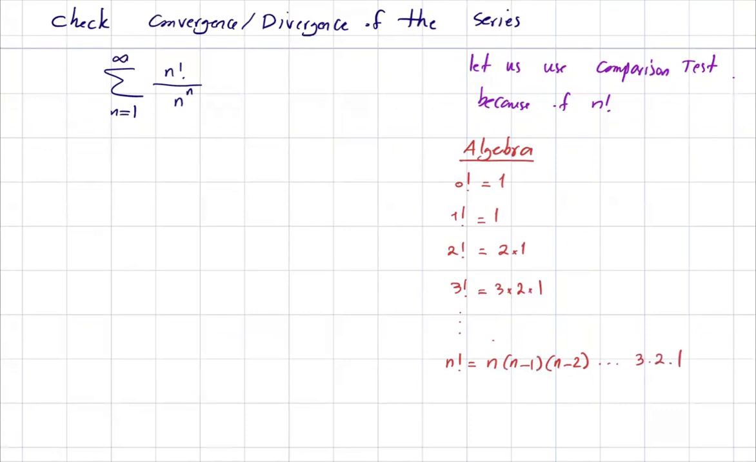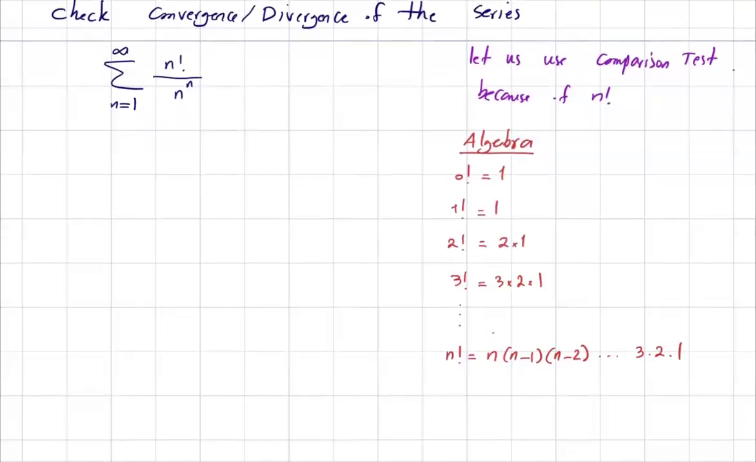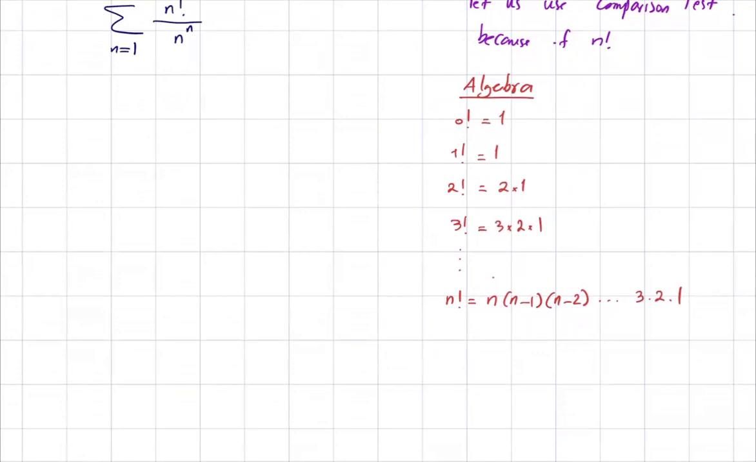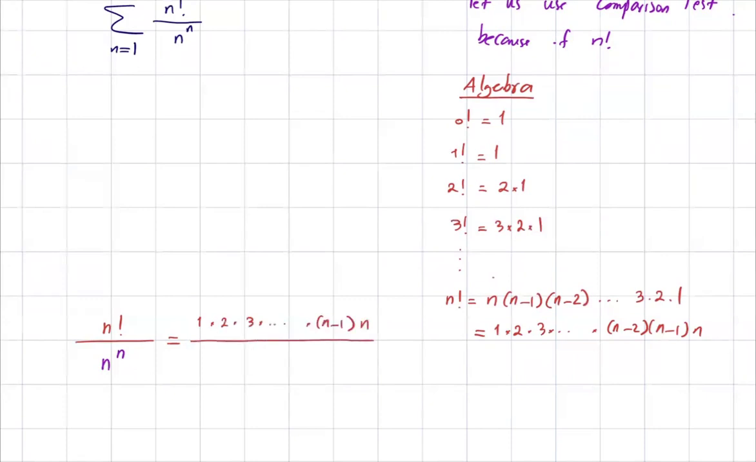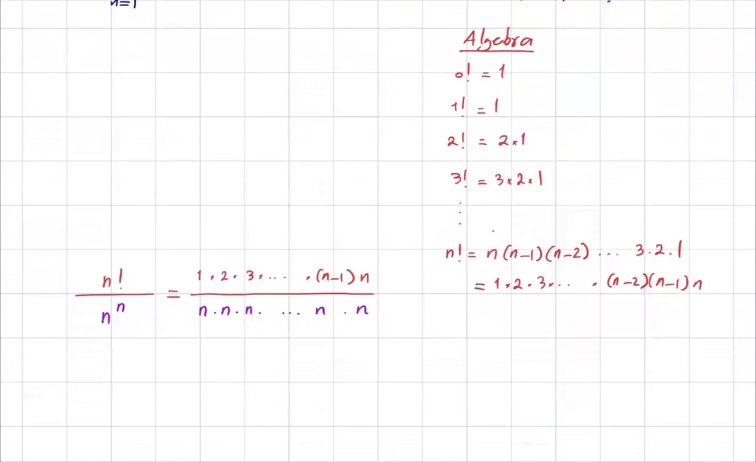In the general term here, you have n factorial divided by n to the n. So let us do the division. N factorial divided by n to the n. If you rearrange this, the multiplication can be written as 1 times 2 times 3 dot dot dot times n minus 2 times n minus 1 times n. So your numerator is 1 times 2 times 3 times n minus 1 times n divided by n to the n, which is the multiplication of n by itself n times: n times n times n dot dot dot times n. So basically, you can get rid of the last term here, n and n.